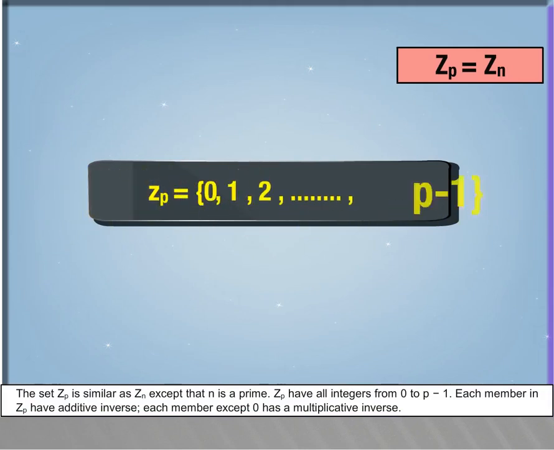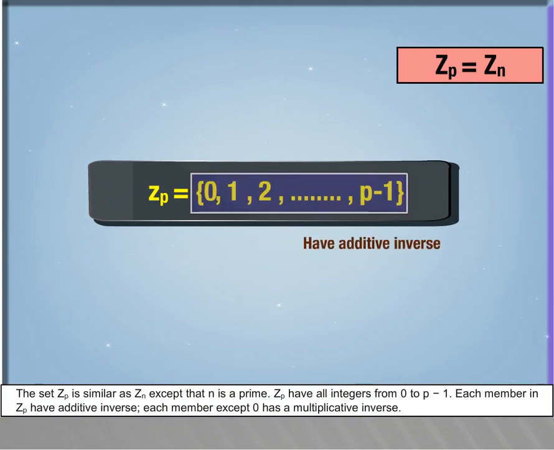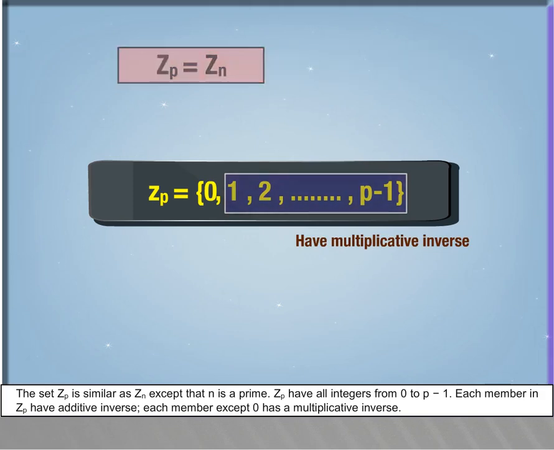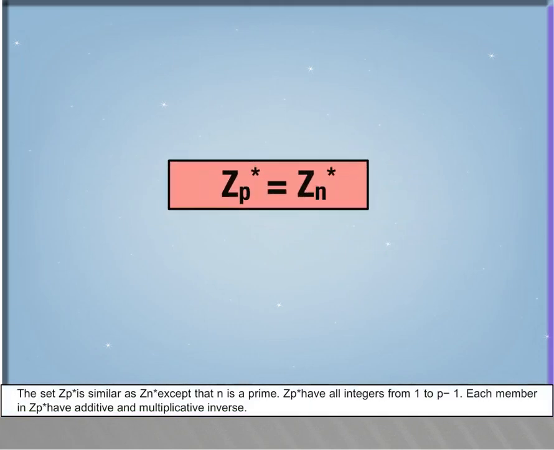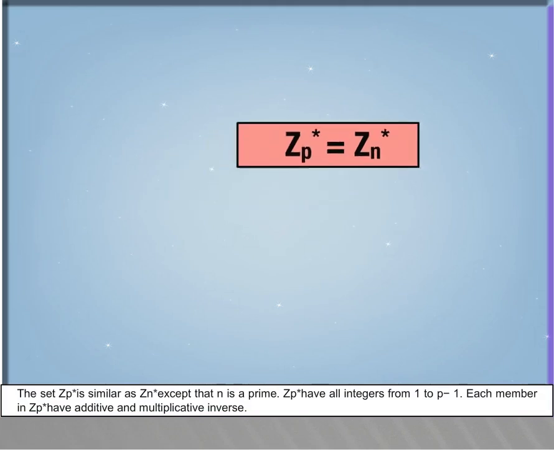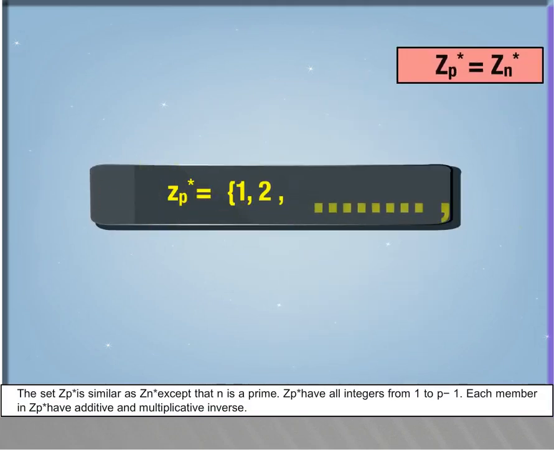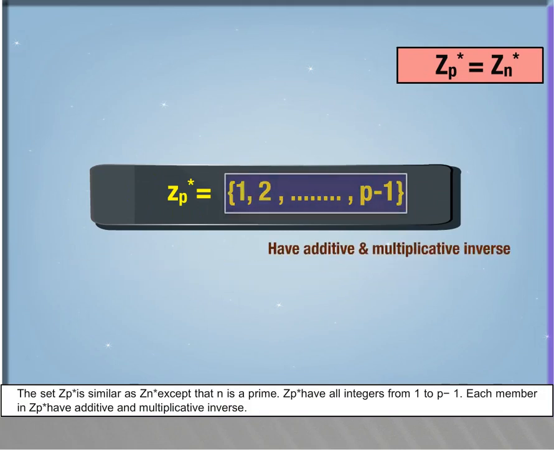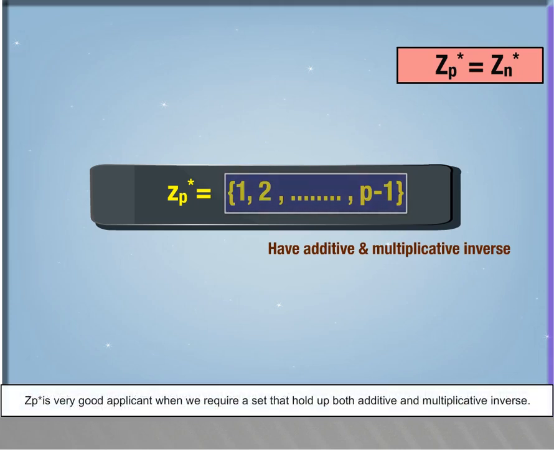Zp has all integers from 0 to p minus 1. Each member in Zp has an additive inverse. Each member except 0 has a multiplicative inverse. The set Zp group is similar to Zn group except that n is a prime. Zp group has all integers from 1 to p minus 1. Each member in Zp group has an additive and multiplicative inverse. Zp group is a very good candidate when we require a set that supports both additive and multiplicative inverses.